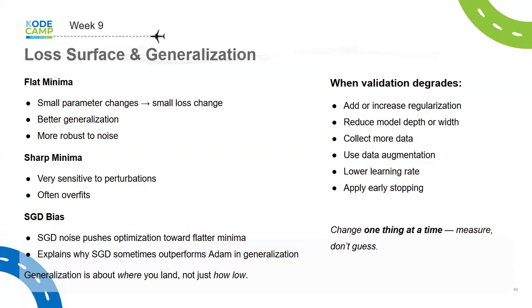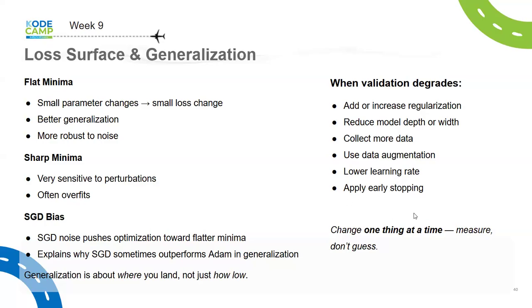So collect more data. Sometimes, even if the data is just slightly different, maybe augment the existing data with a little bit of noise and so on. Add noise, add different other transformations of the same data. Okay. Lower the learning rate. Yeah, that's another thing. You might be climbing up a hill in the loss landscape, and then apply early stopping if nothing else works.